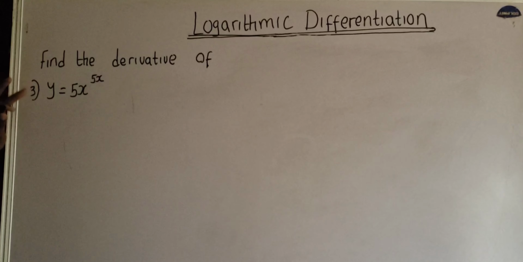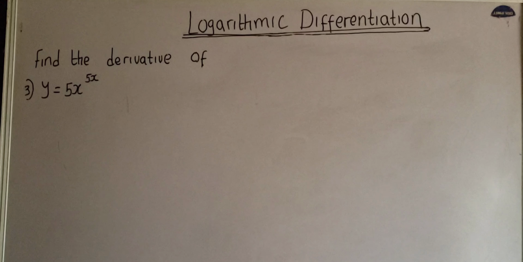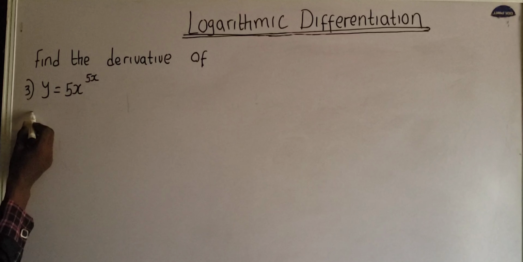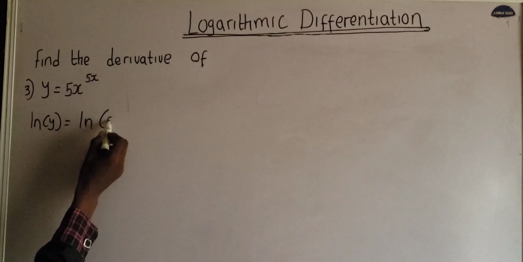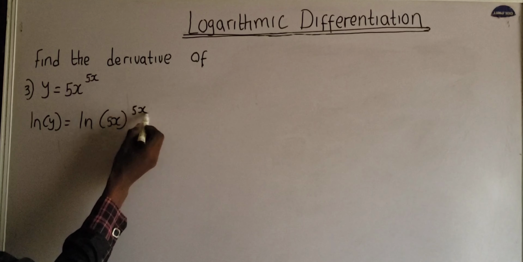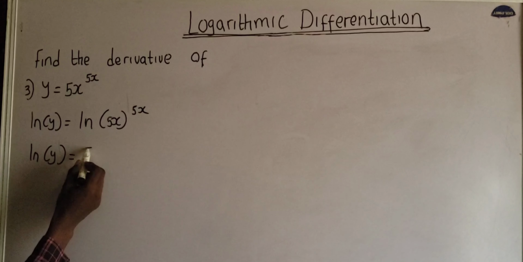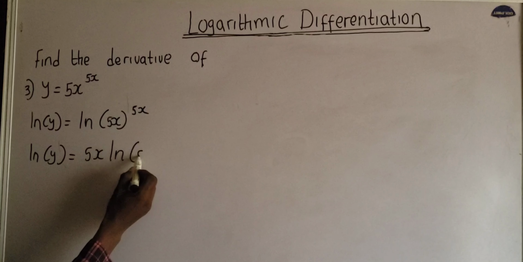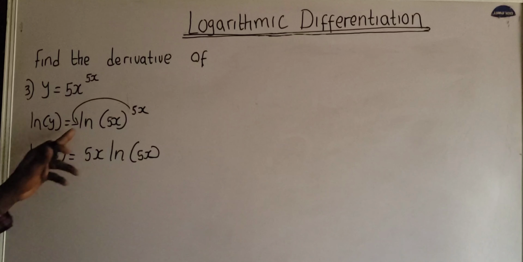Find the derivative of y equals 5x raised to the power of 5x. You can see that the questions we are solving are related to each other. We are still going to use the same approach. The first step is to take the natural log of both sides. So the natural log of y is equal to the natural log of 5x raised to the power of 5x. The natural log of y is equal to 5x multiplied by the natural log of 5x. According to this rule, the power will multiply the coefficients after applying the natural log.